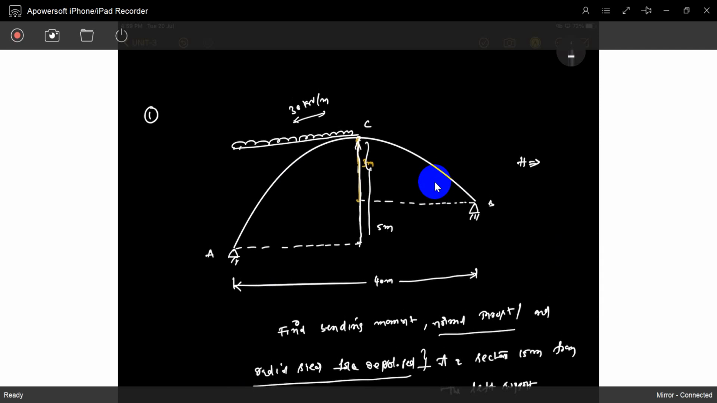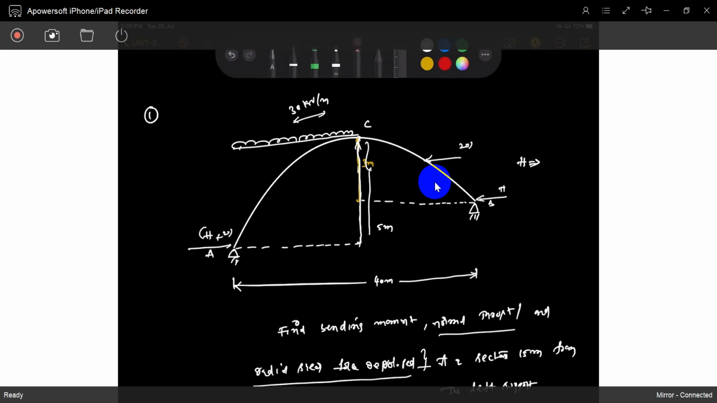It has a horizontal thrust H at both supports. Both are equal because there is no other horizontal force. If some other force, say 20, were there, it would come as H plus 20, and the two horizontal thrusts would be different. But if there is no other horizontal loading throughout the span, both horizontal forces are equal because Fx equals 0. So both are H. We will find H later.